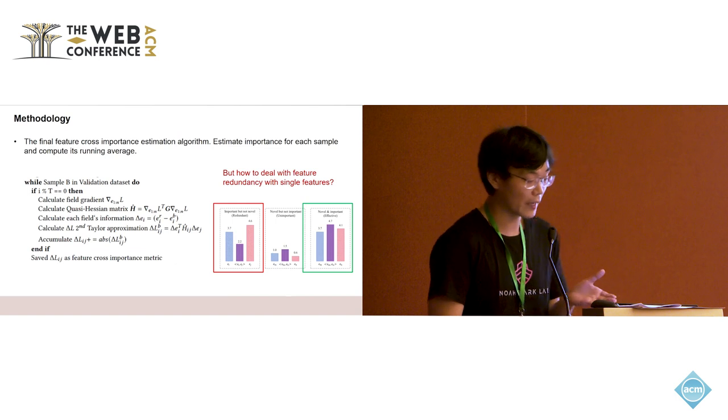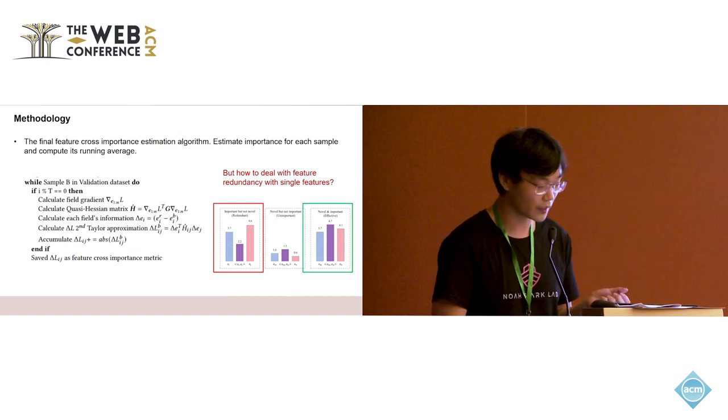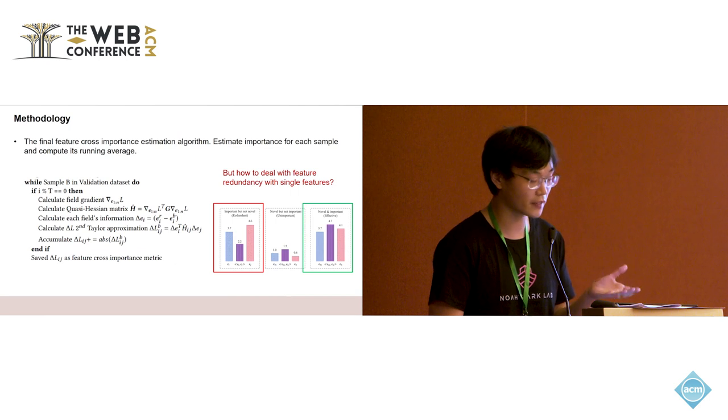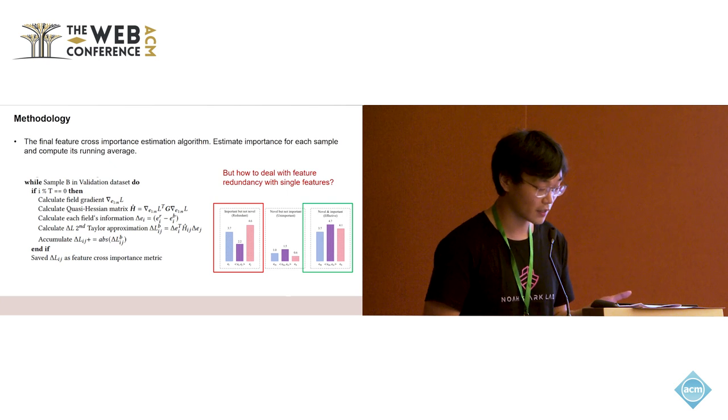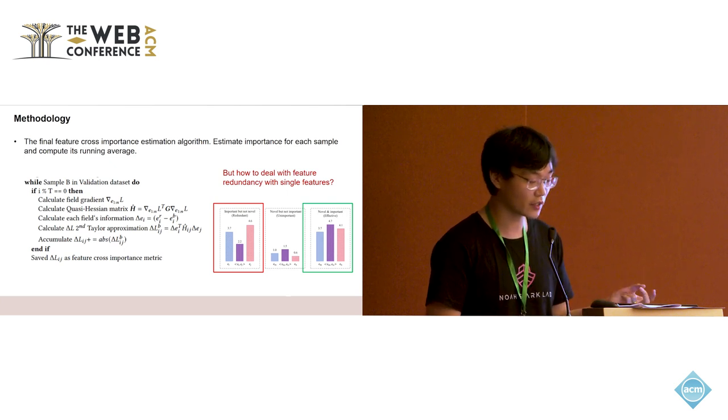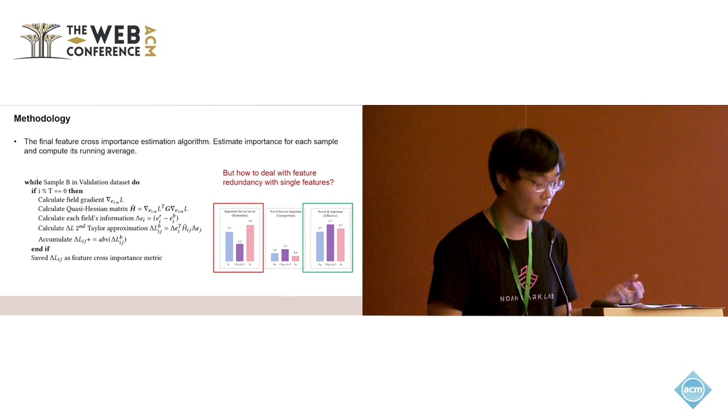But now we have to face a problem: how to deal with feature redundancy with single features. If a feature cross is important, it may be because the two single features that construct it are important. So we call it redundant. And if these two single features are not important, but their cross is important, we also don't want to use it because it's unimportant. So we want the feature that is both important and can provide novel information to our recommender system. So that's our next target.